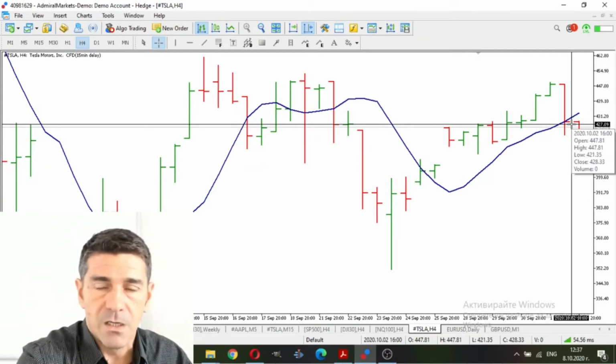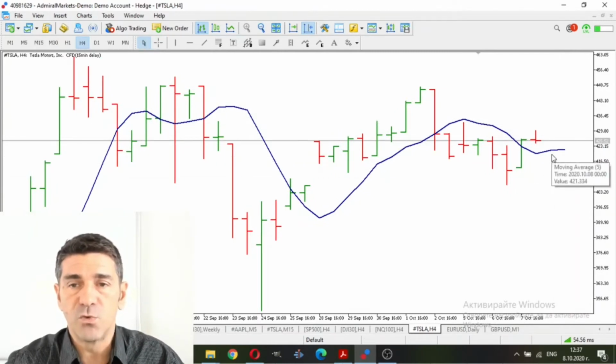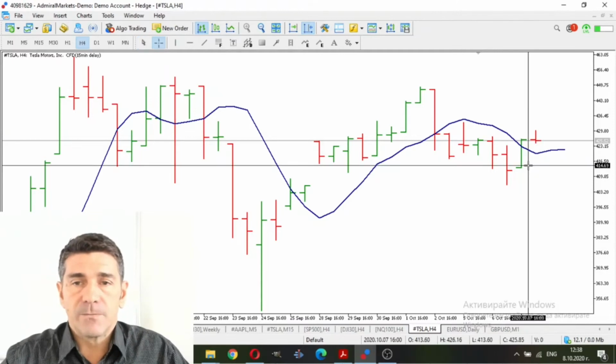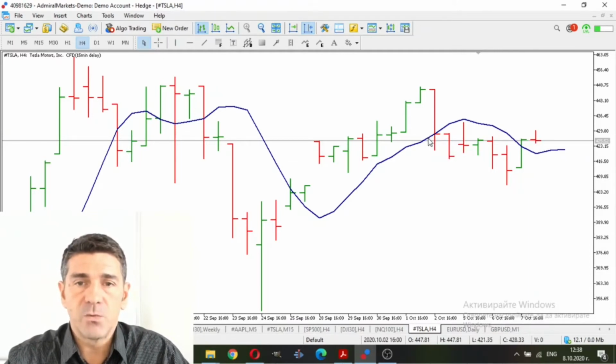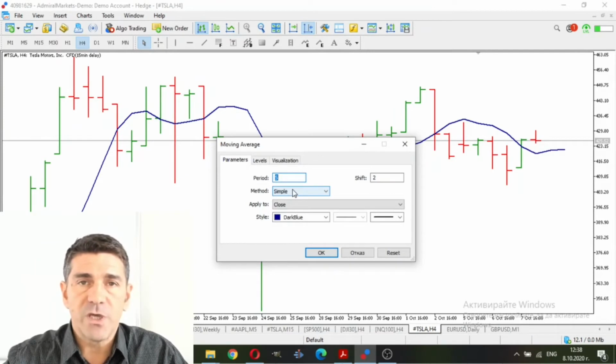So in other words, this powerful tool, the moving average, helps you to determine at any moment what is going on right now in the stock market that you are trading. So let's play a little bit with the adjustments. As I said, I'm using here a simple moving average, 5 period, shifting 2 bars in front.